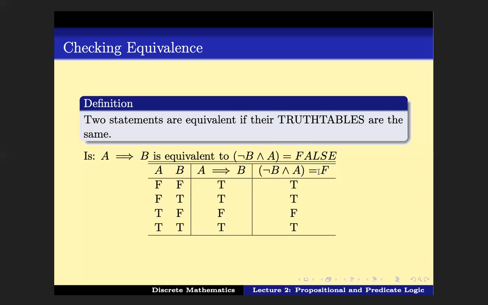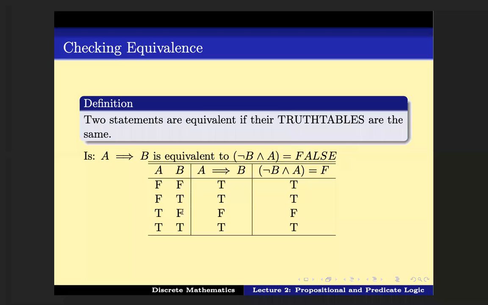This is if and only if, meaning whether this one is exactly equal to F or not. So for example, in this first one, not B and A is false. Let's say not B is true, true and false is false. But false is equal to false, or false if and only if false. So true. Similarly here, not B is false, so false and false is false. So it is equal to false.